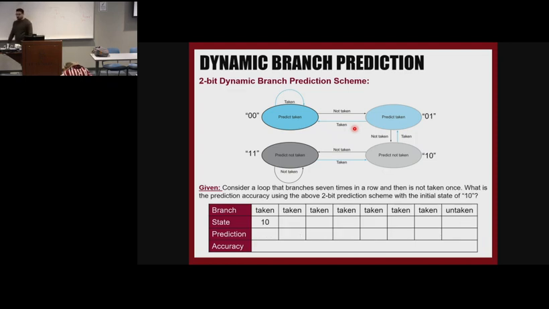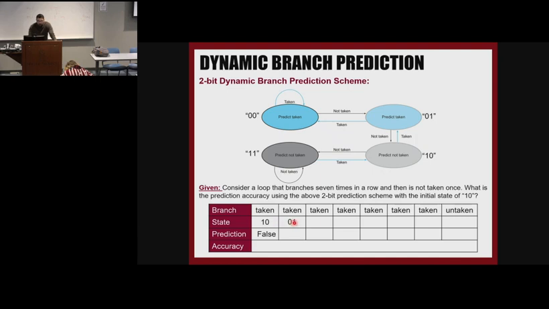Let's solve this question. This is another example. Same story. Take 7 branches, you don't take it at the very last time. The initial state is 1, 0. Okay? So you help me with this. I'm going to state 1, 0. What is the prediction? We're not taking the branch. Prediction is we're not taking it. The actual branch behavior is that we should take it. So this is a false prediction. What is the next state? 0, 1.